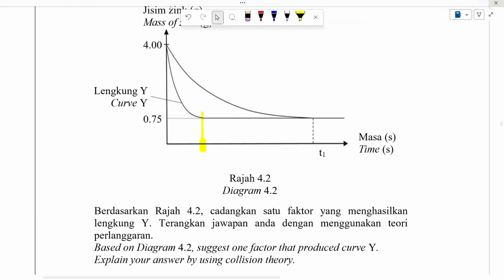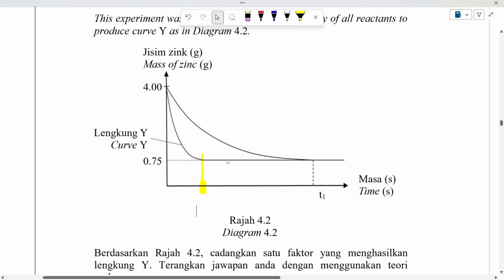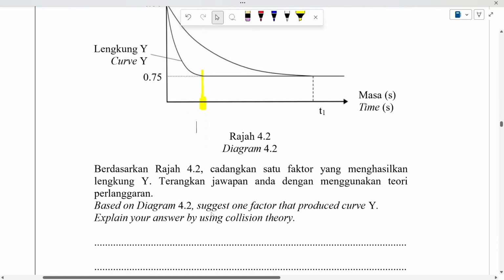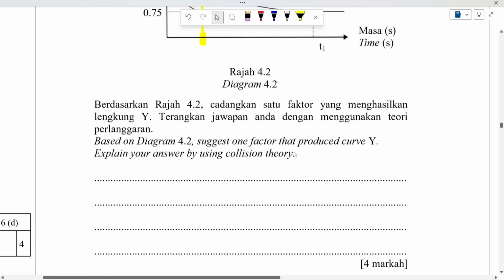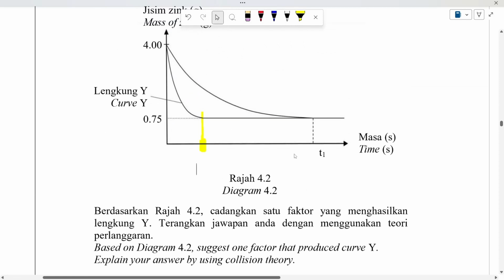Now, suggest one factor to produce the curve Y, and then explain your answer by using the collision theory. 4 marks. What are the possible answers? Use the catalyst. Yes. What catalyst can we use?